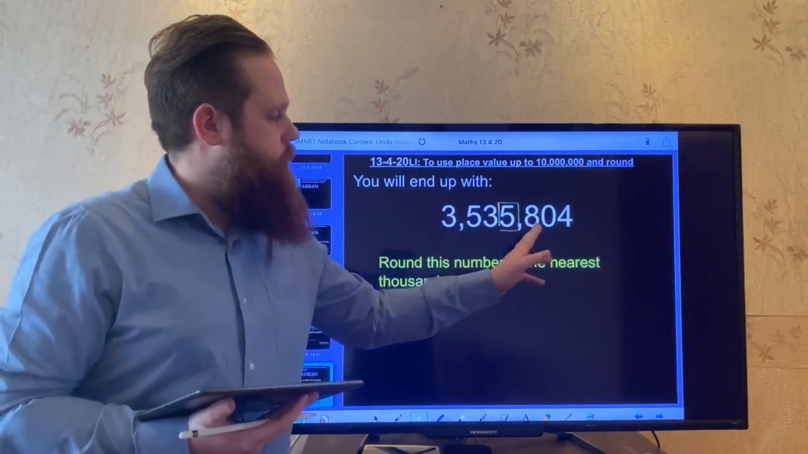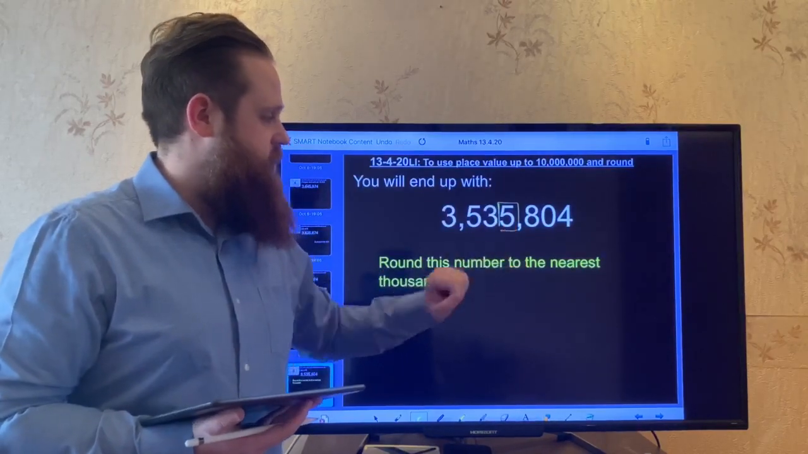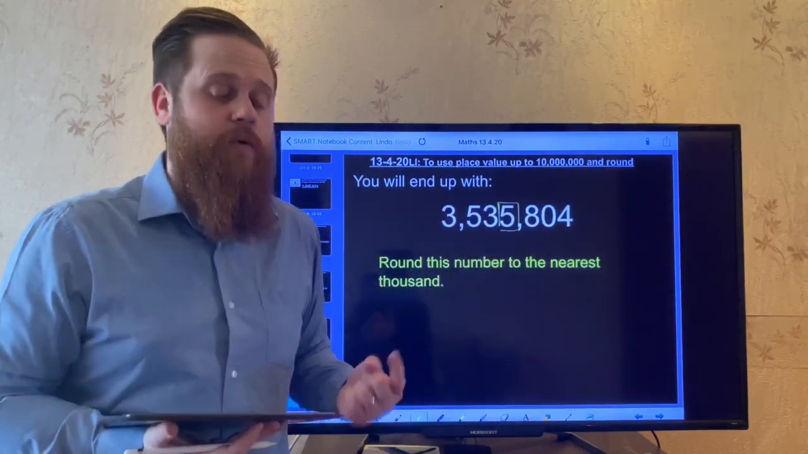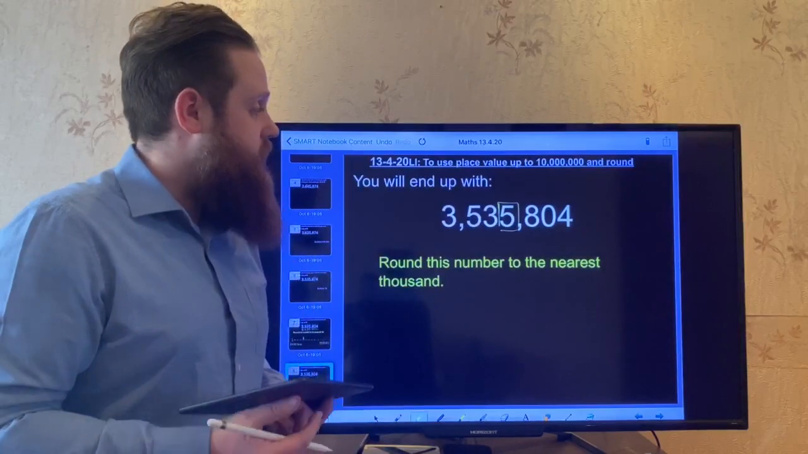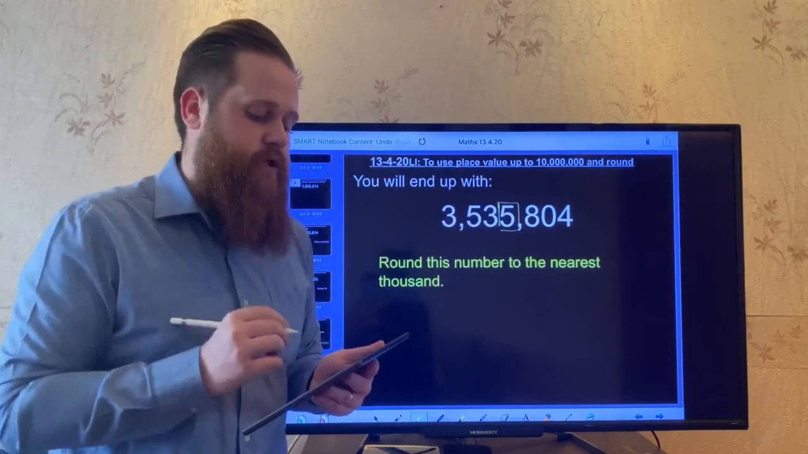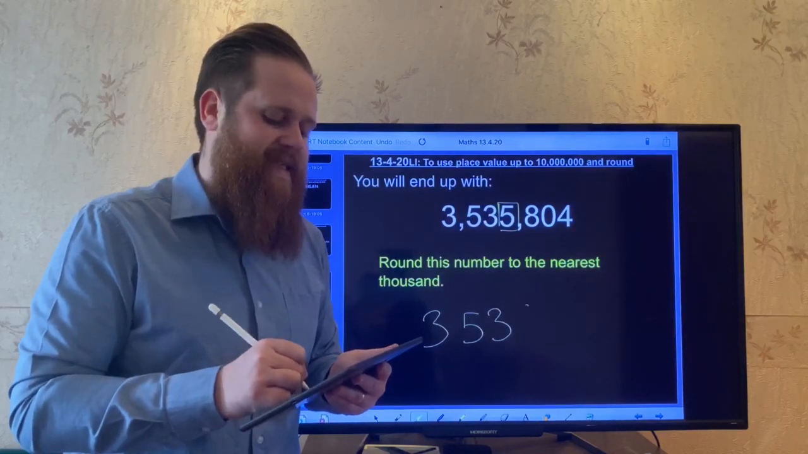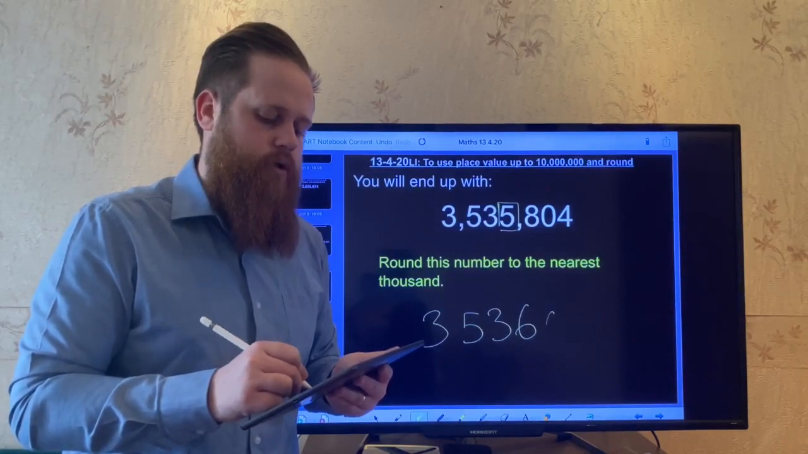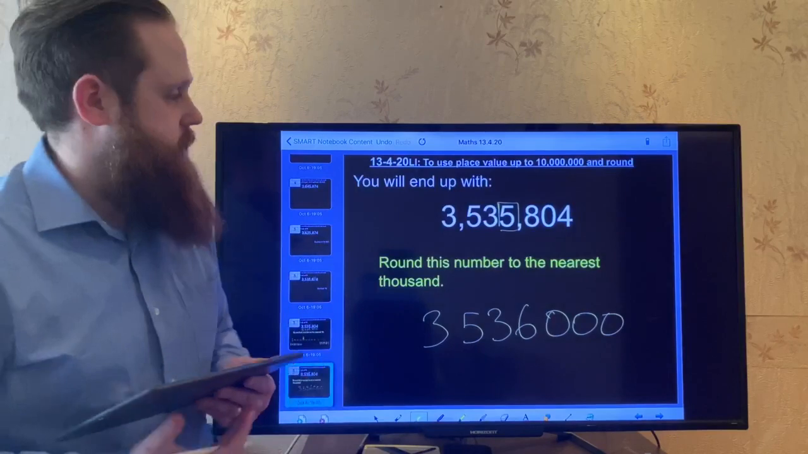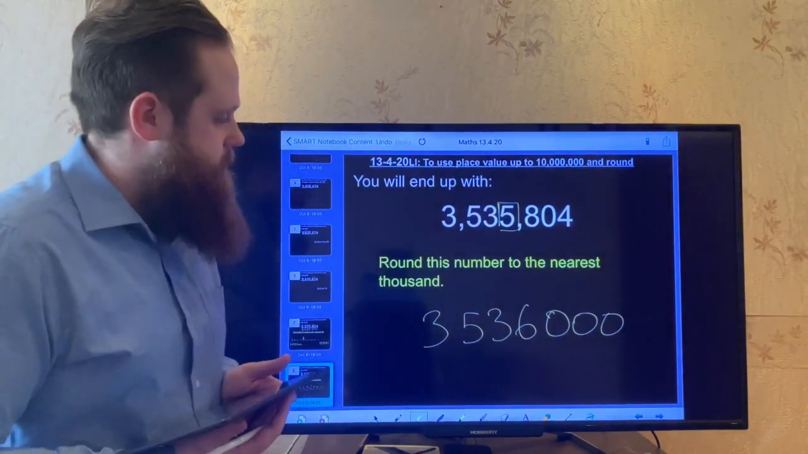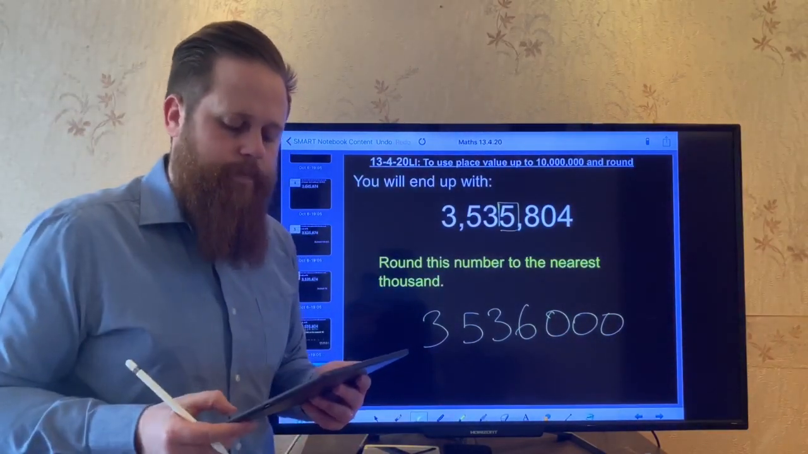So I need to look at the column before, because I'm looking at the nearest 1,000, so I'm going to go to hundreds. It's an 8, which means it's going to go up, which would leave me rounding this number to the nearest 1,000 at 3,536,000, and then obviously no tens, no hundreds, no units there either. So I've got my number there as well.